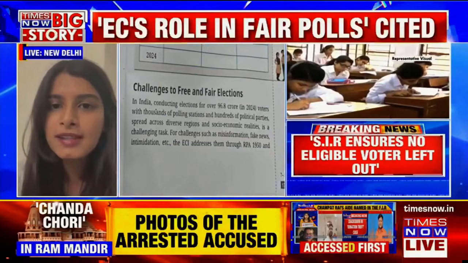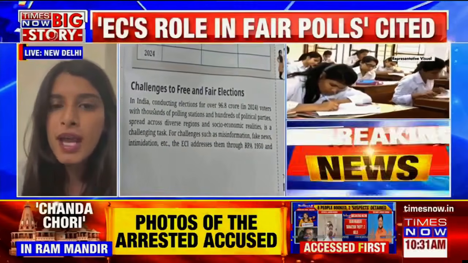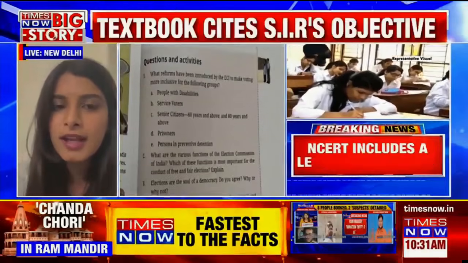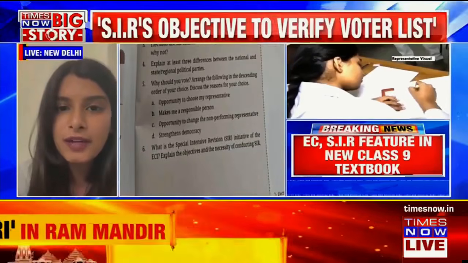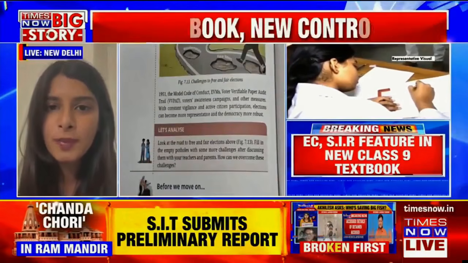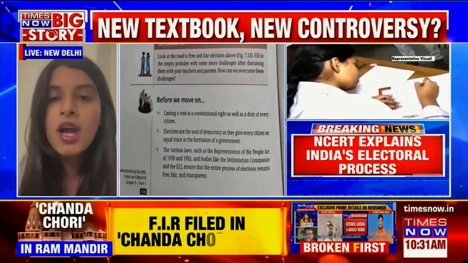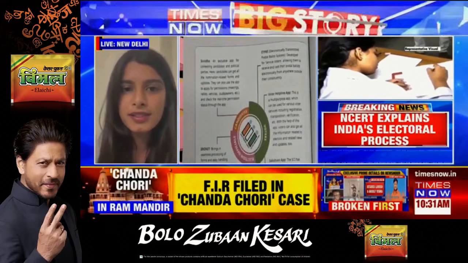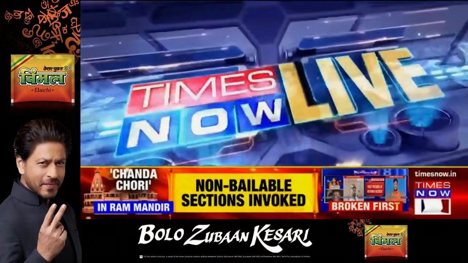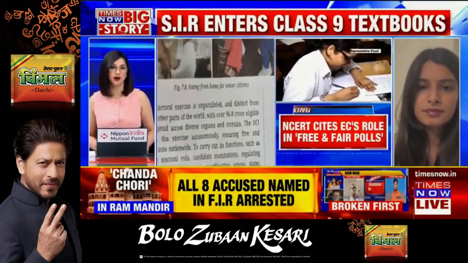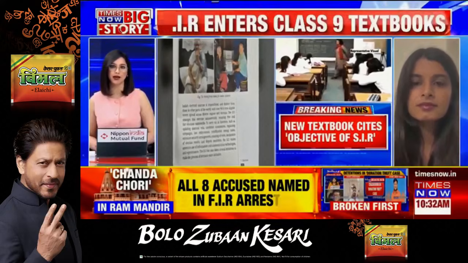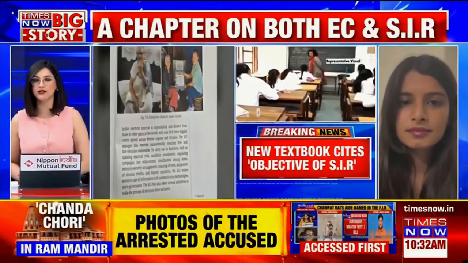Now, the S.I.R also ensures no eligible voter is left out, and that no ineligible person is included in the voter list. So this sort of a clarification has also come in from the part of NCERT as far as this new Class 9 social science textbook is concerned. Yes, Akansha. All right. So the new NCERT chapter aims to help young citizens understand how India's democracy functions and how every vote matters. Listen in to what the Bharatiya Janata Party has to say on this.